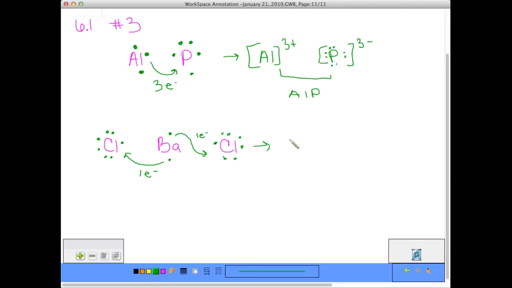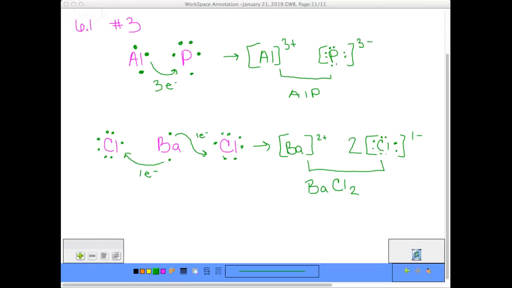So what I end up having is barium with a 2+ charge, and then I have 2 chlorines, so I'm going to put a 2 in front, which have a full outer shell, and these each have a 1- charge because they each gained 1 electron. So when I rewrite this chemical formula, I see that it's BaCl2. And so that is your chemical formula. So hopefully that helps you guys.